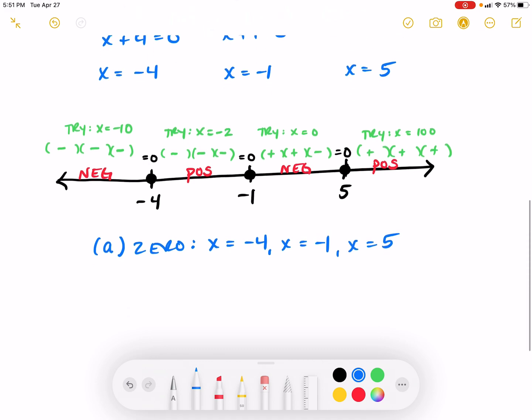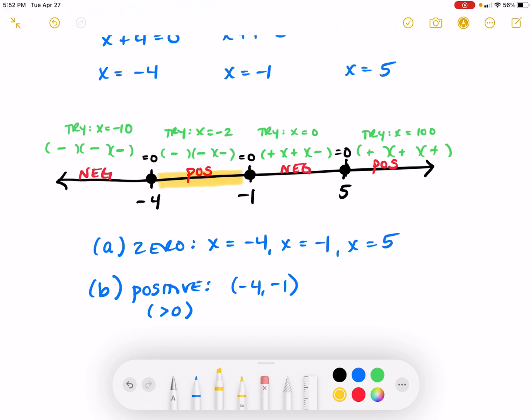That is where the function equals 0. For part B, where is the function positive? Now, the definition of positive is greater than 0, does not include 0. So the positive intervals are going to be between negative 4 and negative 1, which I am going to use parentheses because we need to exclude the 2 points where it equals 0.